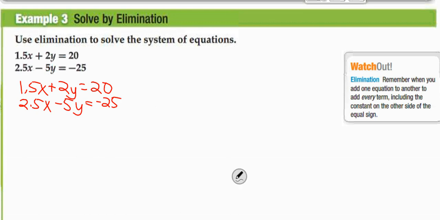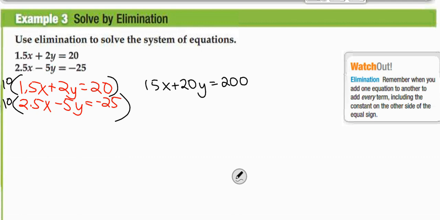Get rid of the decimals. Okay, so it just makes the numbers bigger. But if we multiply both of them by 10, that will get rid of all of our decimals. And so we'll get 15x plus 20y equals 200.